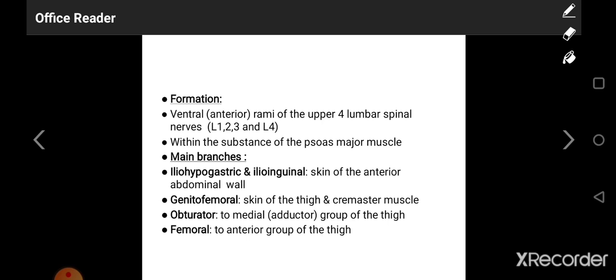Then it also provides the genitofemoral nerve, which supplies the skin of the thigh and the cremaster muscle. It also provides the obturator nerve, which innervates the adductor group of muscles of the thigh, and the femoral nerve, which innervates the muscles of the anterior compartment of the thigh. So these are the branches of the lumbar plexus.